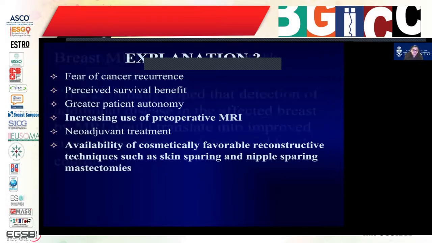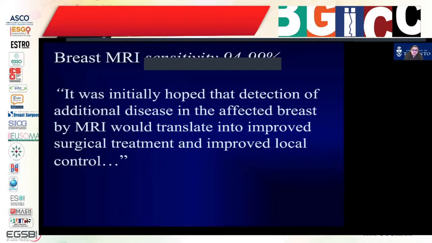So we're going to talk about just the preoperative breast MRI. And we know that breast MRI is very, very sensitive, close to 94 to 99%. And it was hoped that using breast MRI for breast cancer staging would translate into improved surgical treatment and improved local control. So this is what you would expect would happen.